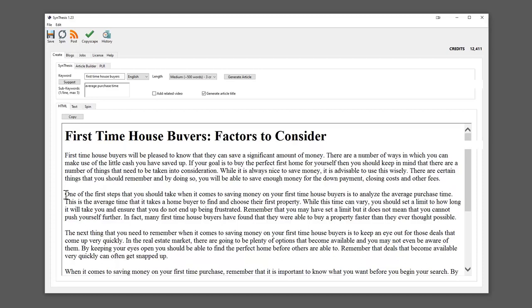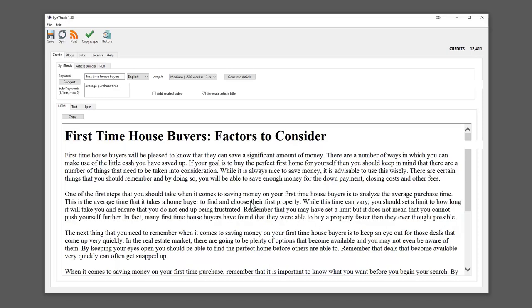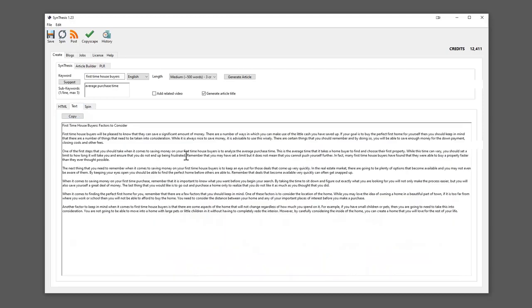Now, in this paragraph here, where it says that the length of time can vary, if I know, because I'm researching the topic, because it's my topic for my blog, that the average time for completing a purchase is, say, 90 days, I don't know, I'm just making that up. Let's say it's 90 days. Well, we can just change it, can't we? So let's have a look. So, what we might do is put.